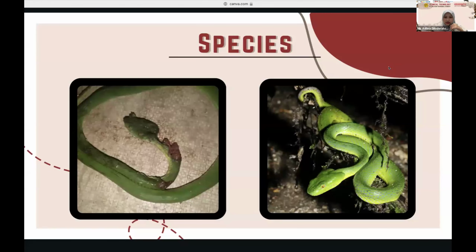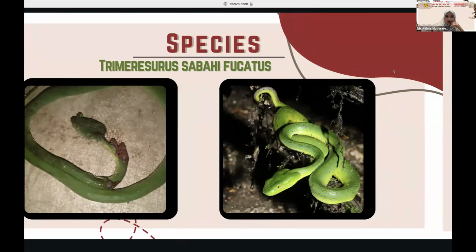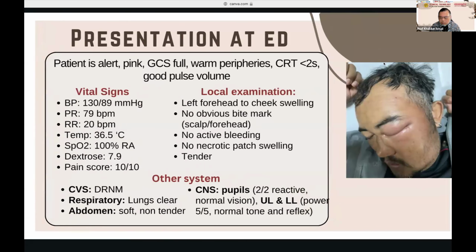All right. Thank you, Dr. York. So yes, it is a green pit viper. After they discussed with the REX organization, they decided that the species was specifically Trimeresurus sabahificatus, which is a green pit viper. Okay, so let's move on with the initial presentation at the emergency department.